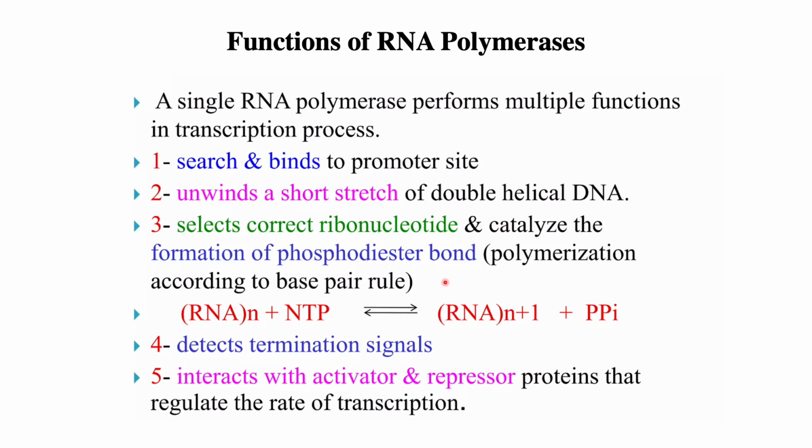So it forms bonds between A and T, G and C, and likewise. And then it also detects the termination signals, that is, when to stop the process of transcription along the DNA sequence. It also interacts with activator and repressor proteins that regulate the rate of transcription.